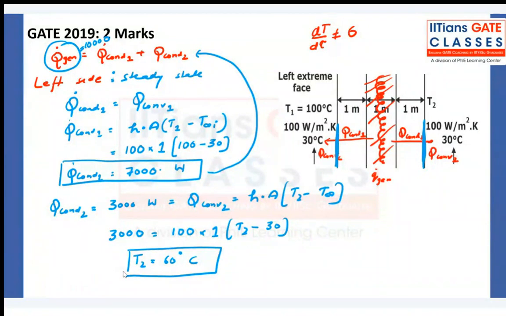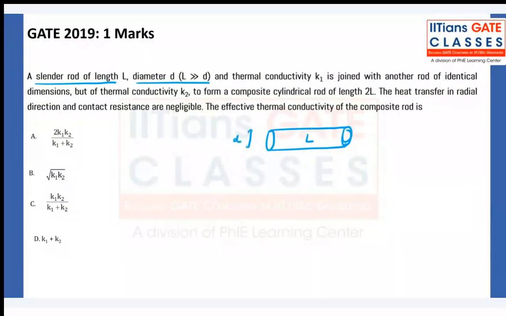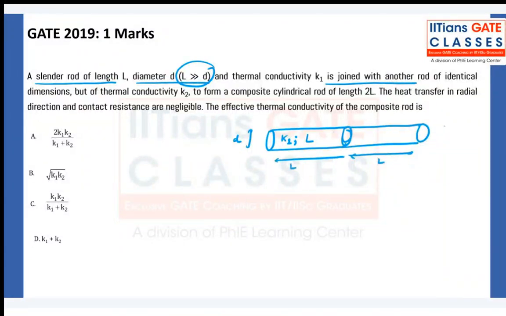Let us move on to the next question. A cylindrical rod of length L, diameter D. Let me draw this. We have a rod. It has length L, diameter is D, and they are saying length is much greater than D, and the thermal conductivity is K1. Now it is joined with another rod of identical dimensions, length again L and diameter again D, so its conductivity is K2. Now they are saying to form a composite cylindrical rod of 2L. The heat transfer in radial direction and contact resistance is negligible.